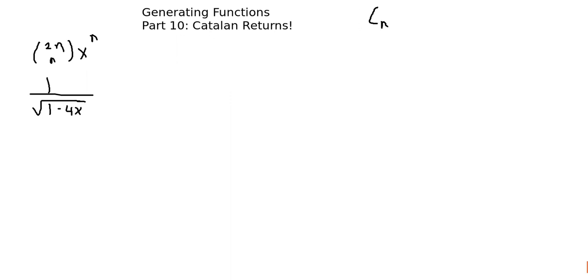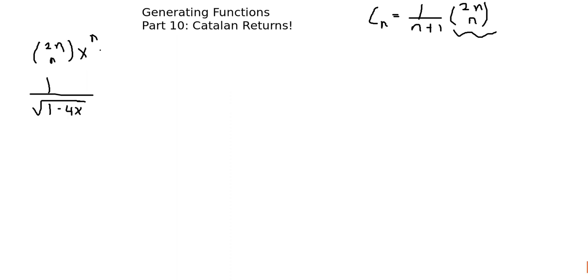When I first started this channel, I had a few videos on general combinatorics, and I showed the Catalan numbers, which were 1 divided by n plus 1 times 2n choose n. So if we want to generate these, we already have a generating function for 2n choose n. Let's think about a way we could get this n plus 1 here.